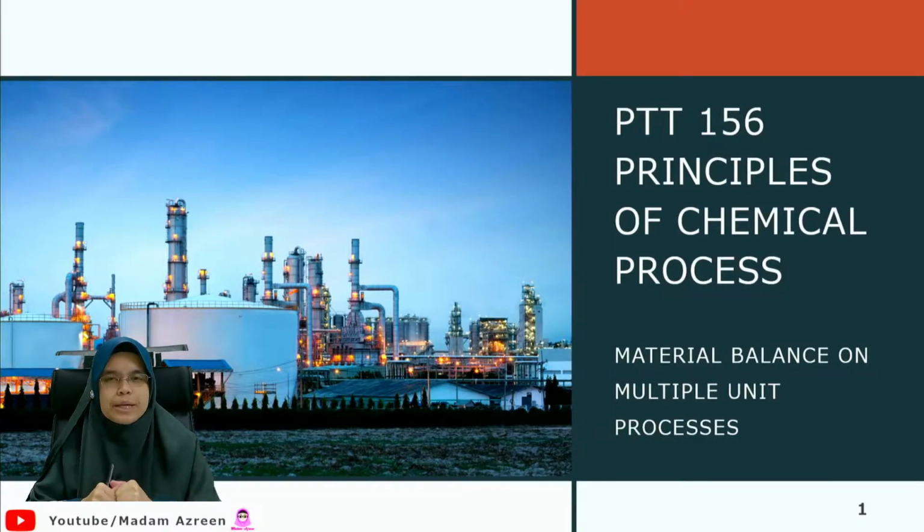Okay, so the topic for today is we're going to do a material balance for multiple unit process. As you can see in this figure, this is a real chemical plant, whereby it has more than one unit of equipment. So it's called multiple unit equipment, and we're going to do a mass balance about it.